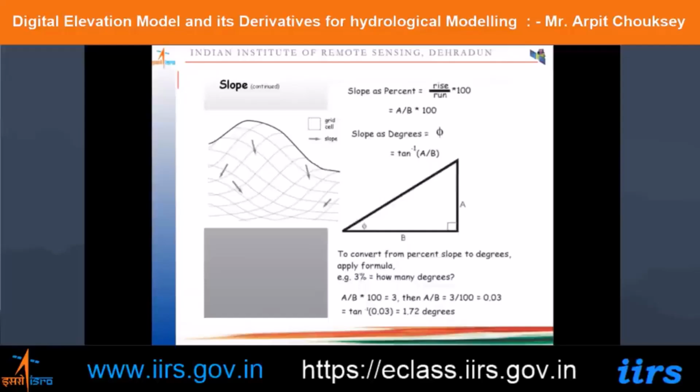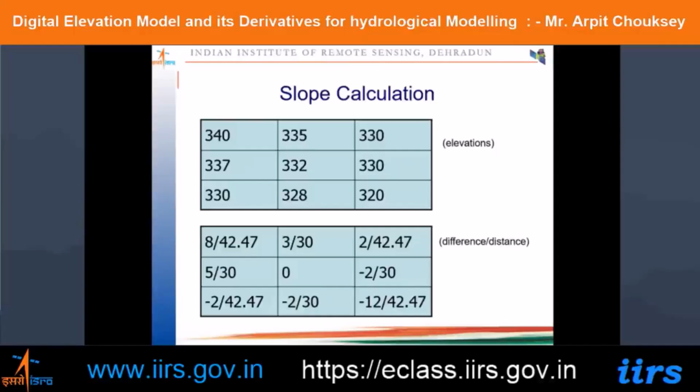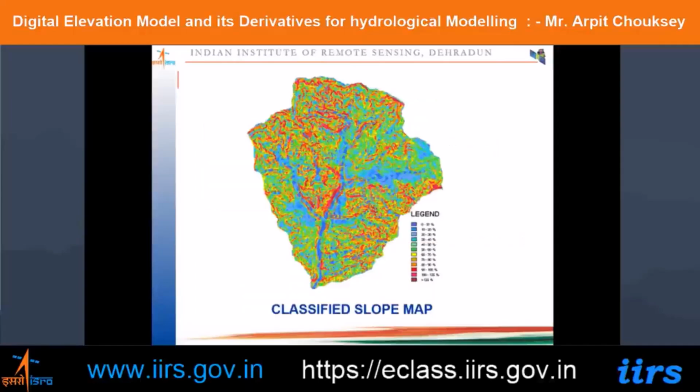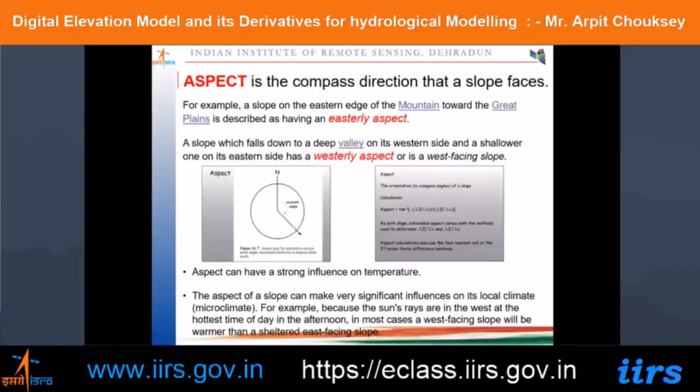Generally, the aspect is expressed as the azimuth angle, that means the angle from the north direction. So easterly aspect, westerly aspect, southerly aspect. It is generally expressed in the azimuth angle, the angle calculated from the azimuth north.